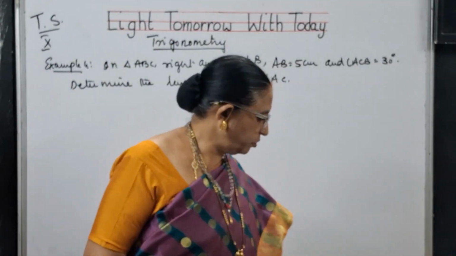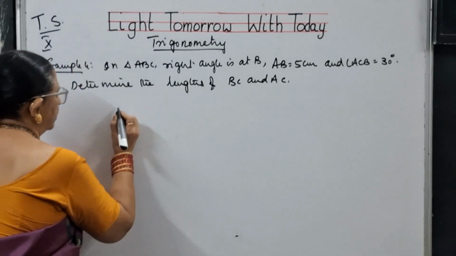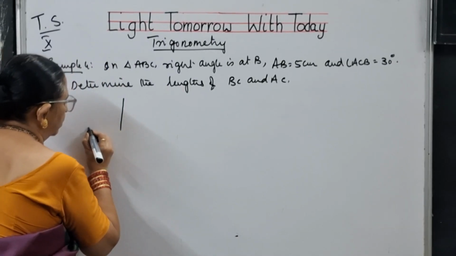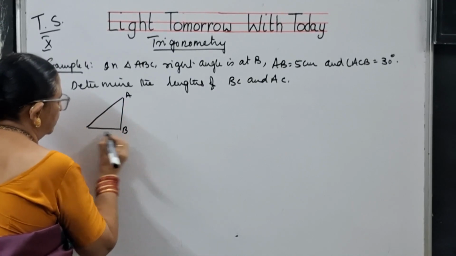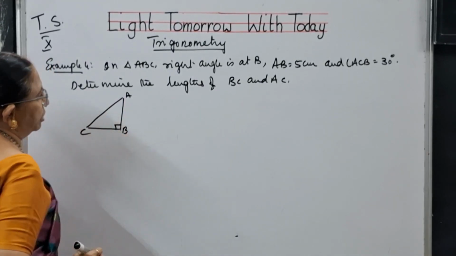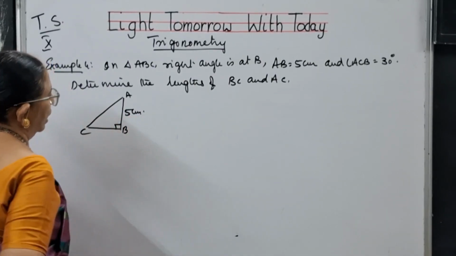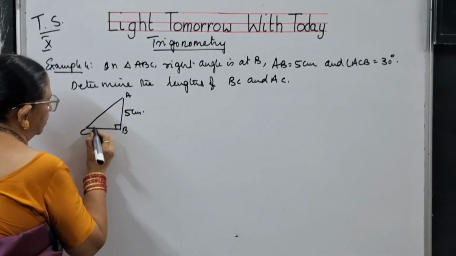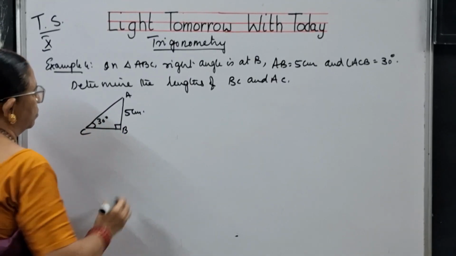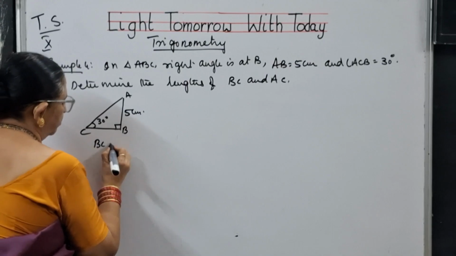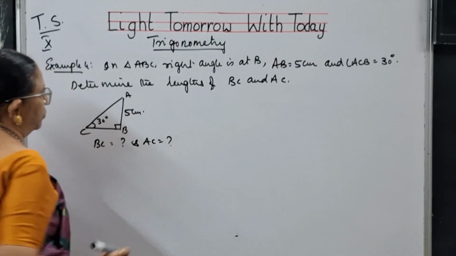Now, example 4, children. In triangle ABC, right angle at B. AB is 5 centimeters. Angle ACB, this angle, is 30 degrees. Now the question is, what is BC and what is AC? You need to find out.